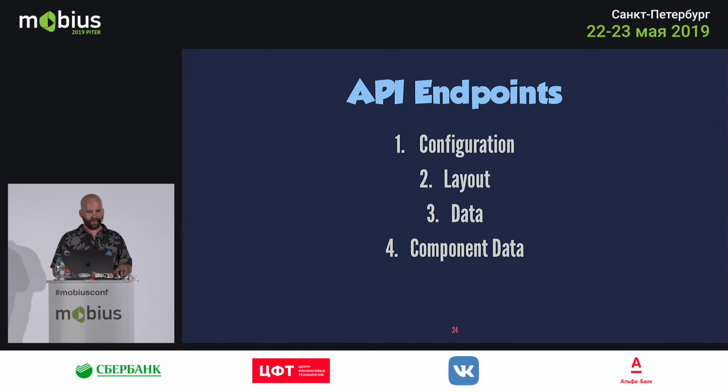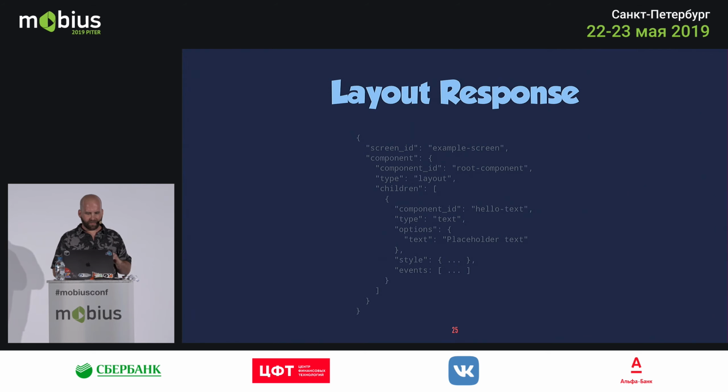So what are these? Maybe the configuration endpoint's not so interesting, but for the layout response, I'll show an example of how this would look. Every layout response has some sort of screen ID, that's the screen we're requesting the layout for, and it has a root component. In there, there's some sort of ID, and a type, which in this case is layout, and it may have children, which is just an array of more components.